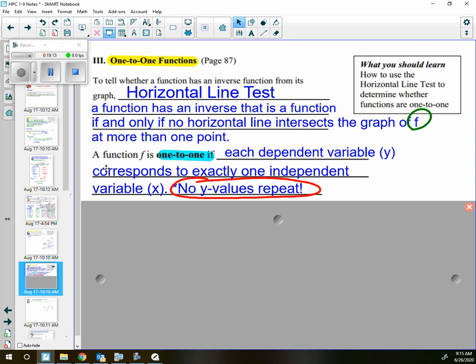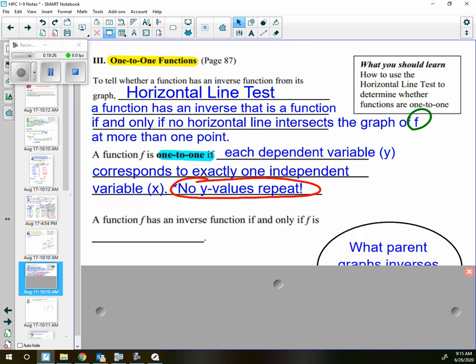So each dependent variable, the y's, corresponds to exactly one independent variable x. No y values repeat. So it's that understanding of the definition of a function, but for the inverse. So we have to think about what would happen there. A function f has an inverse that's a function if and only if it's one-to-one.